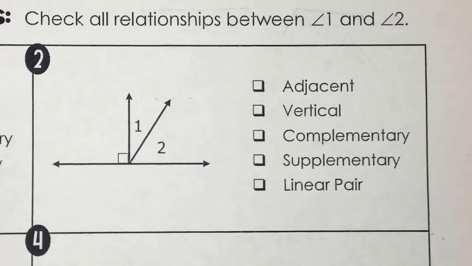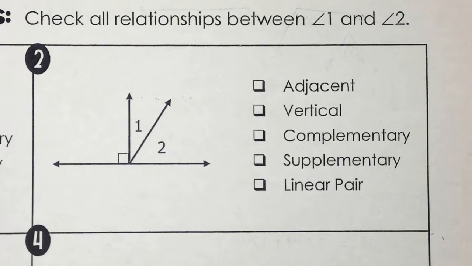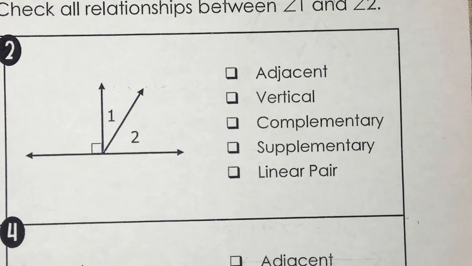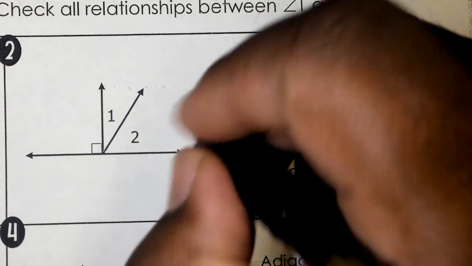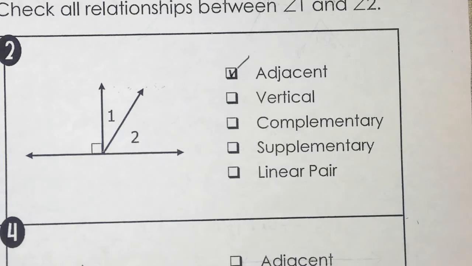Number 2. That's another good table to mess with. Faith, number 2. Adjacent. No, not supplementary. If you're going to tell me, you've got to explain it. I want to hear Vincent's explanation. Yeah, Vincent. What is it now?